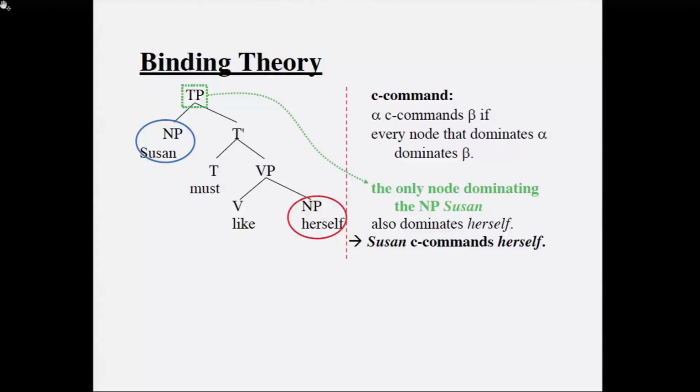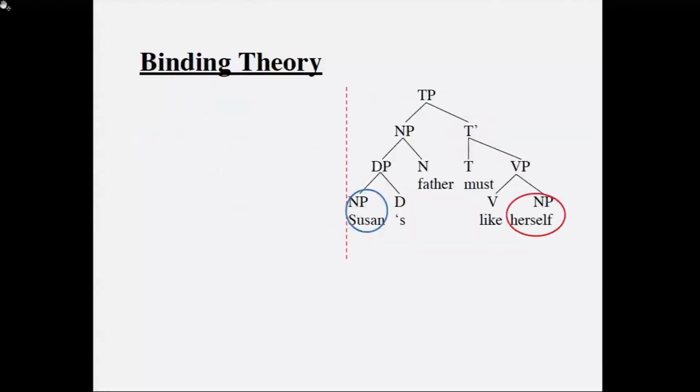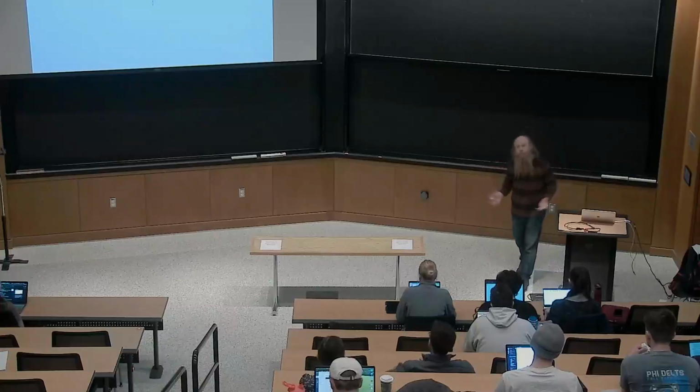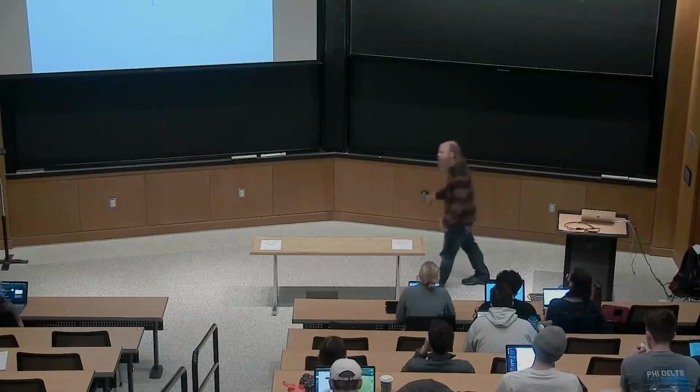So in this sentence, Susan must like herself. Herself is referring to Susan, and Susan C-commands herself. As opposed to the other tree, Susan's father must like herself, which is no good. What's wrong with it? Well, what's wrong with it is, on this story, there are multiple nodes dominating Susan. There's TP, but also NP and DP, and some of those don't dominate herself. So Susan doesn't C-command herself. Binding theory sort of makes use of this.